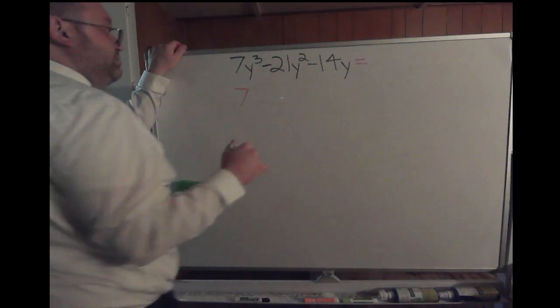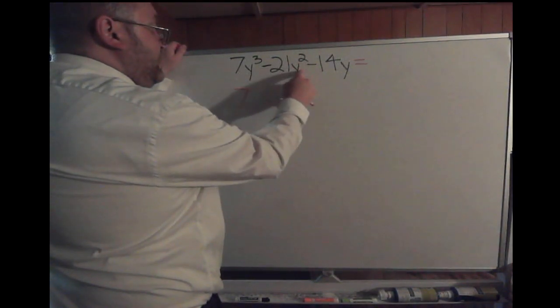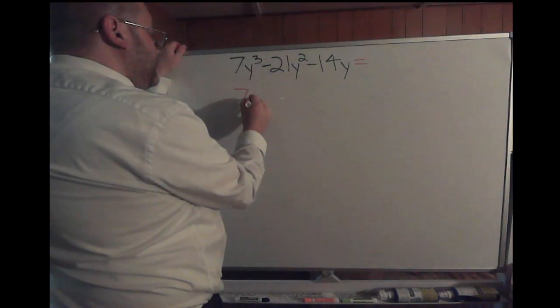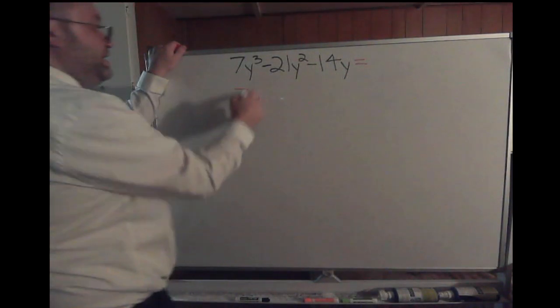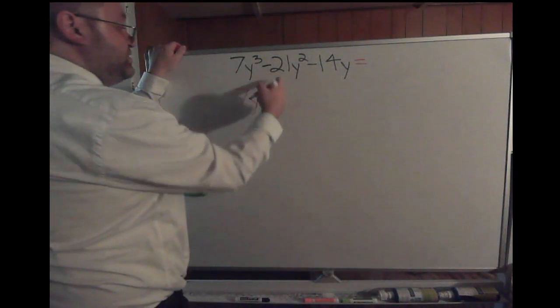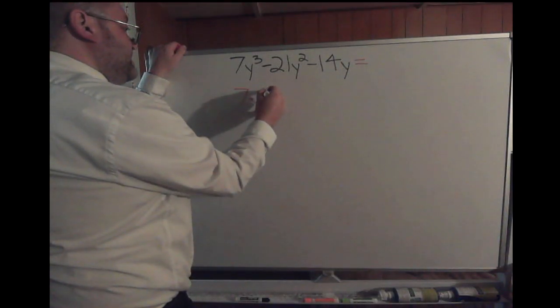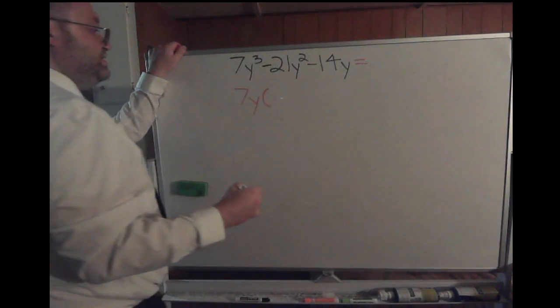Now how about the variables? Well, you got y cubed, then y squared, then y. They all have a common y. So 7y is your greatest common factor of these three terms. You've established that. Now you need to form your parentheses.